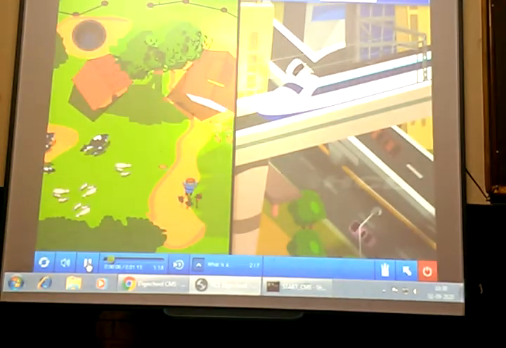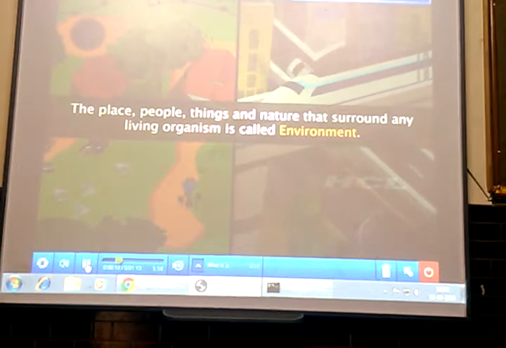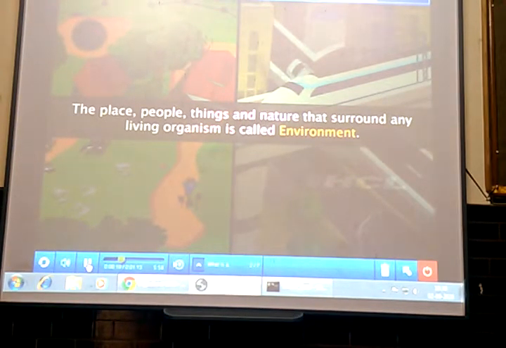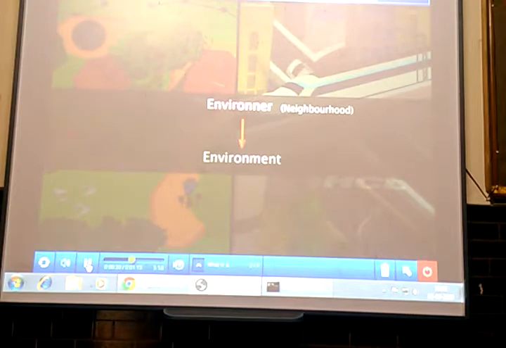In the city, as well as over here, all the elements present around you comprise your environment. The place, people, things, and nature that surround any living organism is called environment. The word environment is derived from the French word environner, which means neighborhood.